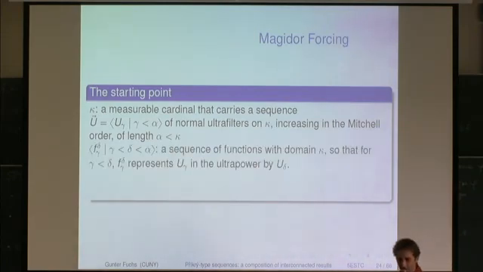Okay, so now it gets a little combinatorial. What does it mean that these U gammas are increasing in the Mitchell order? It just means if gamma is less than delta, then U gamma is in the ultrapower of the universe by U delta. But that means that there is a function that represents U gamma in that ultrapower, and that function is going to be F delta gamma. So we just fix functions that do this. This F delta gamma represents U gamma in the ultrapower by U delta. And so this is the way to write this.